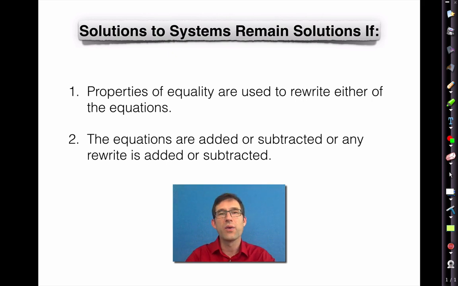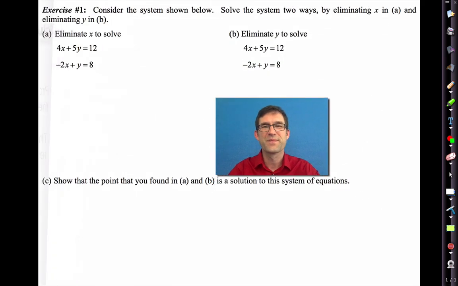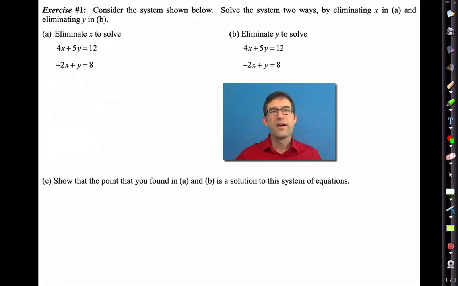Now, because of that, we can come up with a very slick method, and this is truly the first algebraic method that you're seeing in Common Core Algebra 1 that you didn't learn in 8th grade Common Core. All right, so we contrast this with solving systems graphically and solving systems by substitution. Now we solve them using the elimination method. So let's jump in and do that. All right, consider the system shown below. Solve the system in two ways, by eliminating x in A and by eliminating y in B.